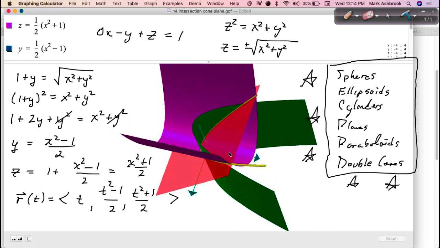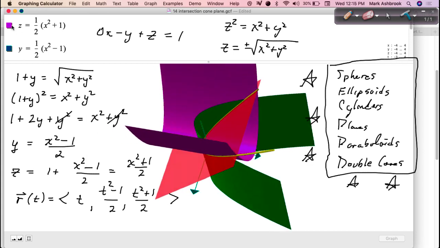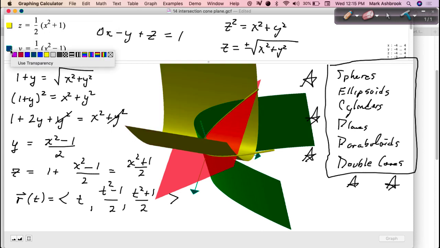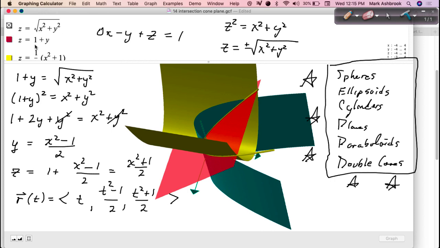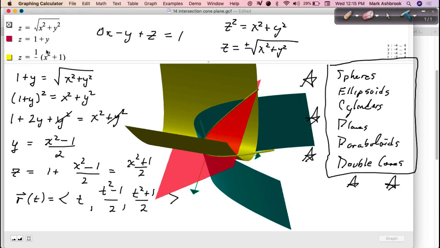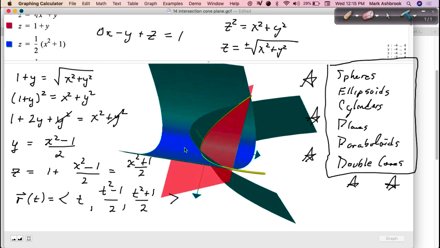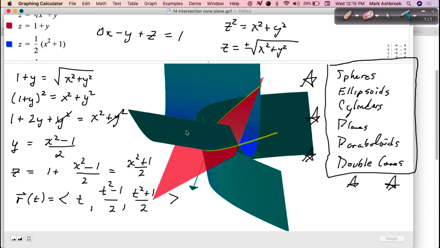Does it show up on the screen? If it's any better. Should have done yellow here. Anyway, so does that make sense? Okay.